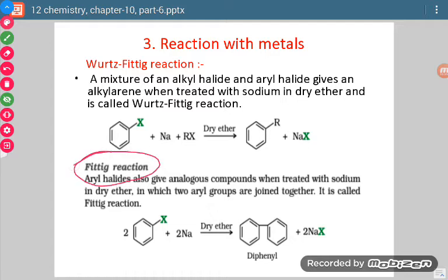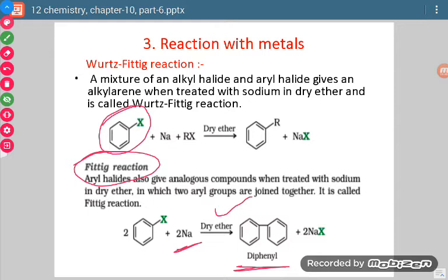Now see, in the Fittig reaction, we take both aryl halides and heat them with sodium in the presence of dry ether. So there is formation of diphenyl. So these three reactions are related: the Wurtz reaction, the Wurtz-Fittig reaction, and the Fittig reaction.